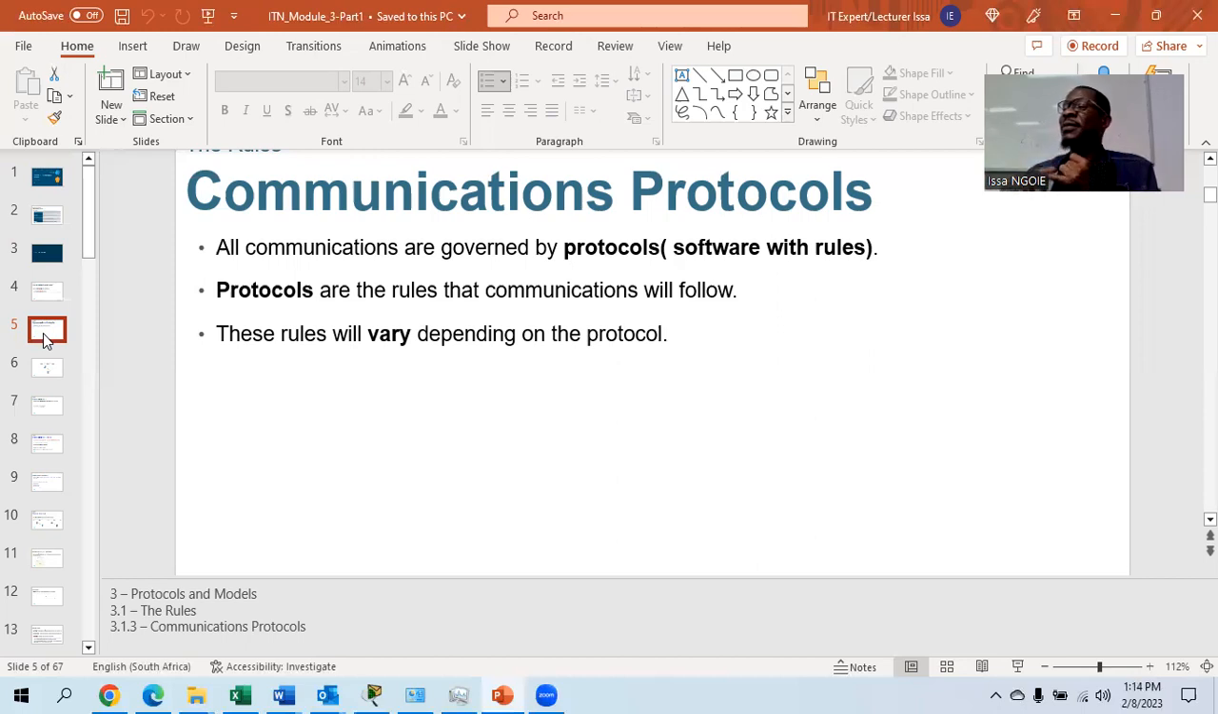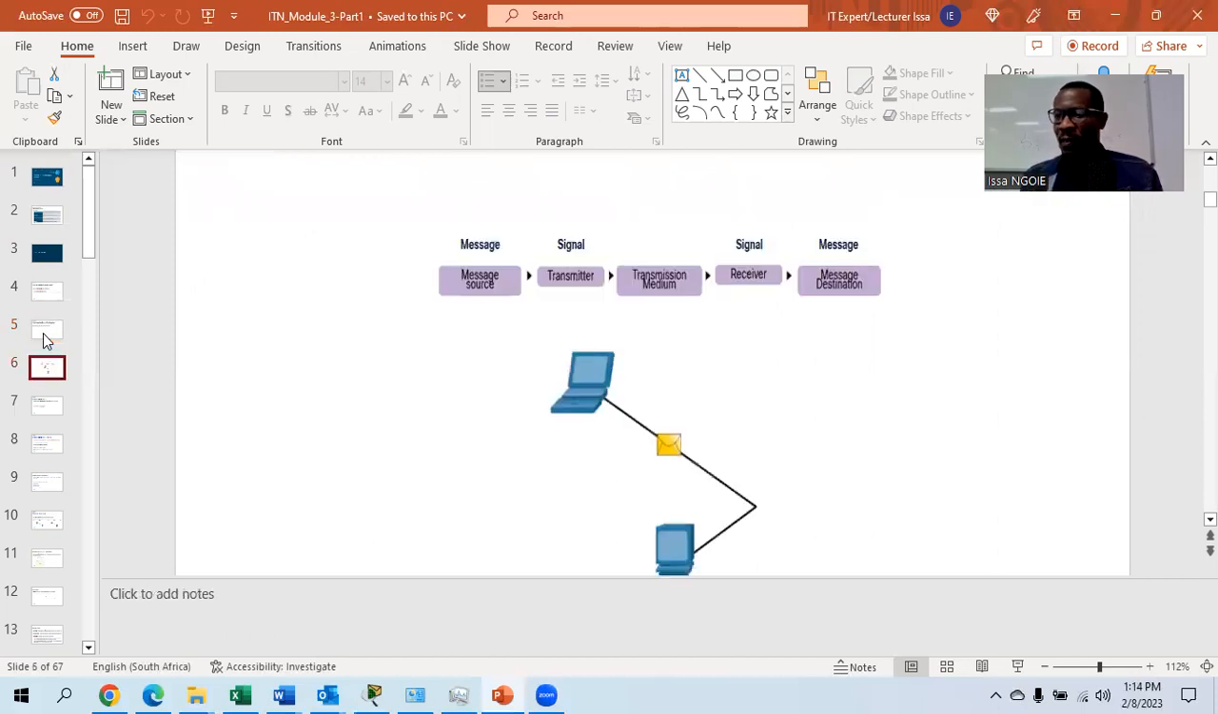So sender, receiver, and channel, right? Now, you can see this diagram. This diagram shows how the communication happens.